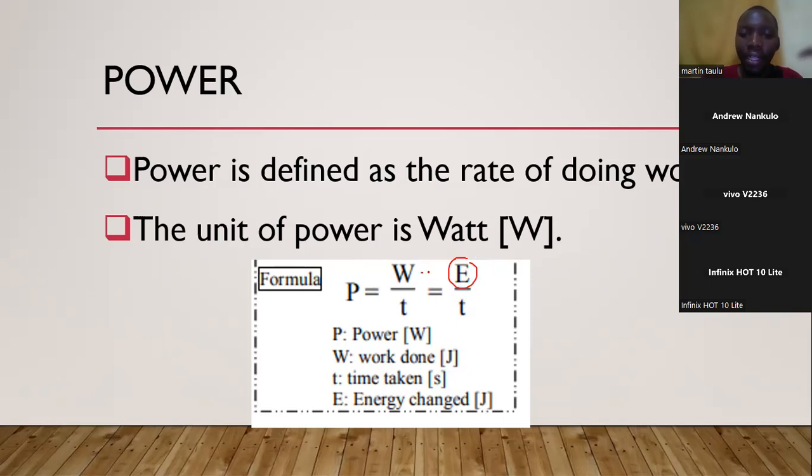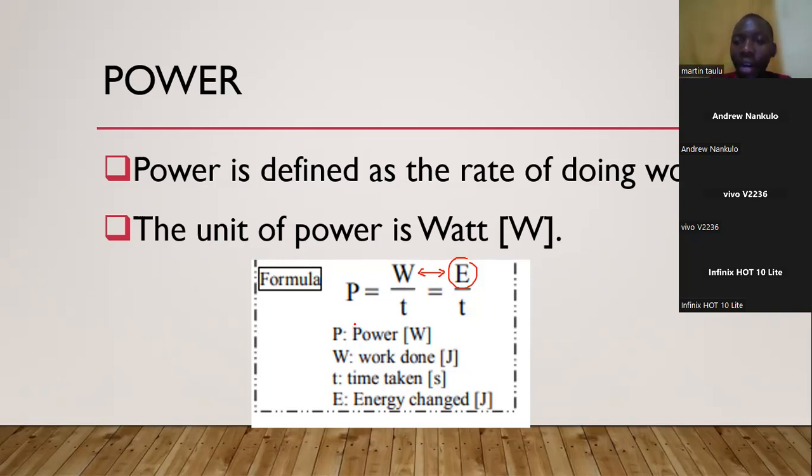Now, if you remember the two lessons that have preceded this one, we said work is measured in joules, okay? And energy is also measured in what? What's the unit energy is measured in? Joules. Exactly, it's also measured in joules. So can you see that there's a correlation there? They can be used interchangeably.